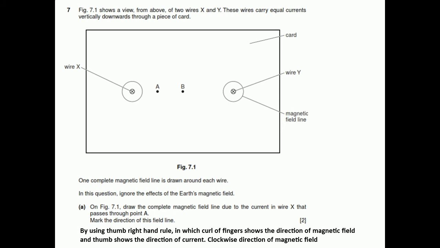And keep in mind, when you are drawing the circular line around wire X, the line should cross or be near to point A, because they have clearly written in the question to draw your line near point A. Then they will give you the 2 marks.